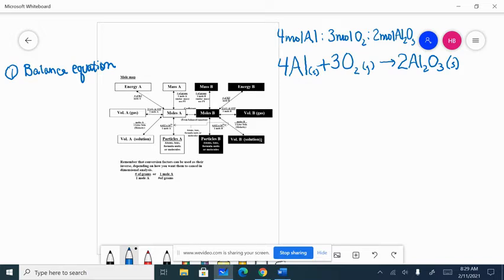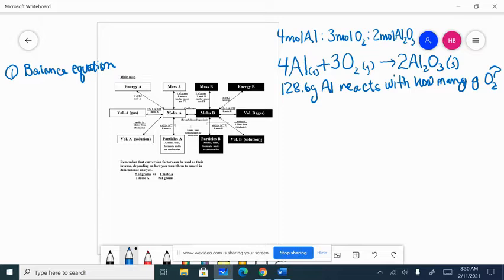So I'm just going to come up with a couple problems for us to walk through together. Let's say 128.6 grams of aluminum reacts with how many grams of oxygen? So here's an example of a problem.